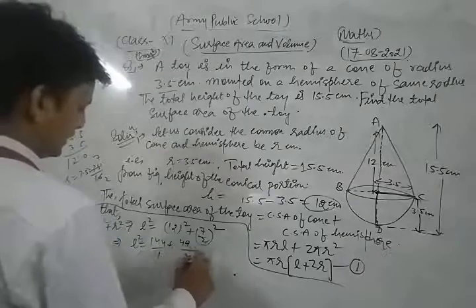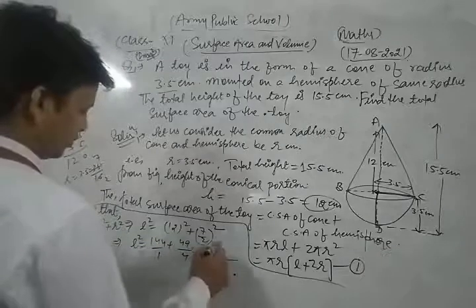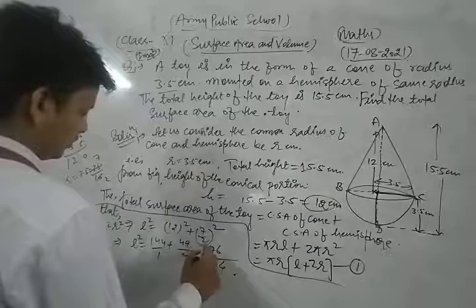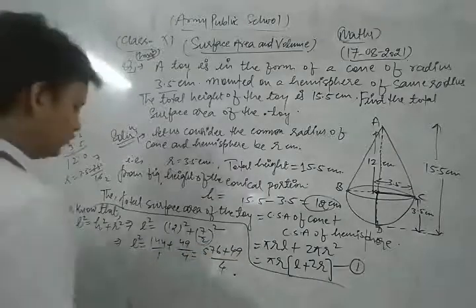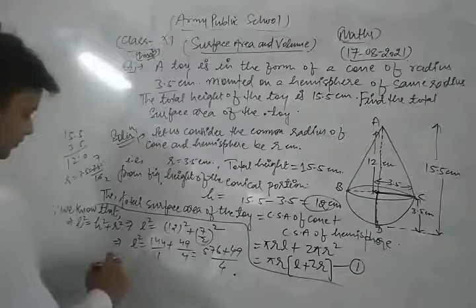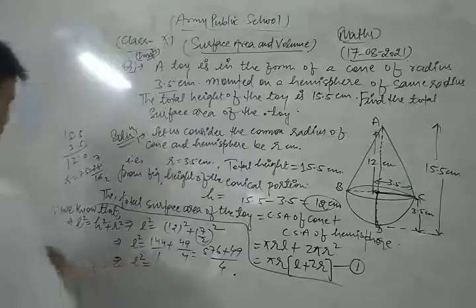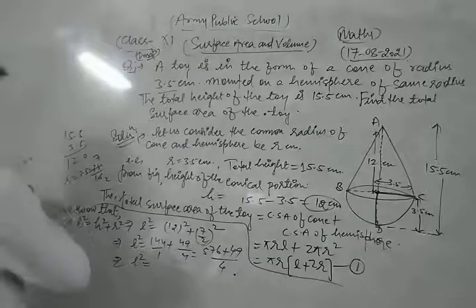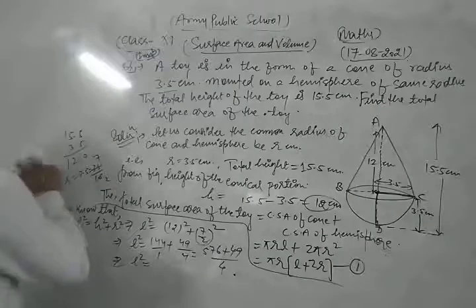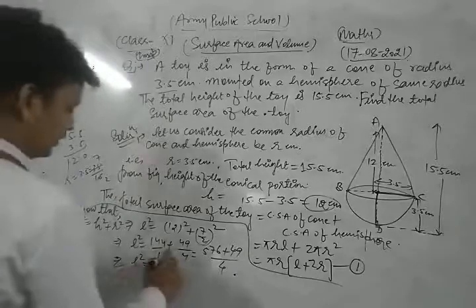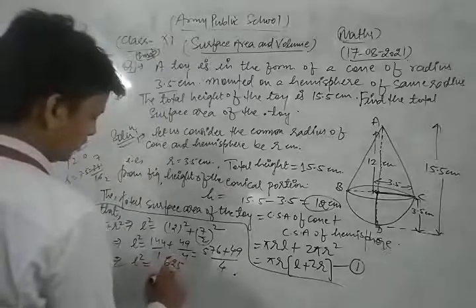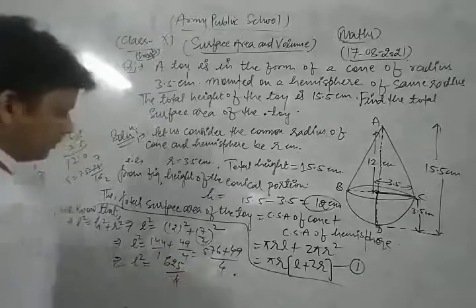Now we take 4 as LCM. So we get L square is equal to 576 plus 49, which is 625, so this is 625 upon 4.